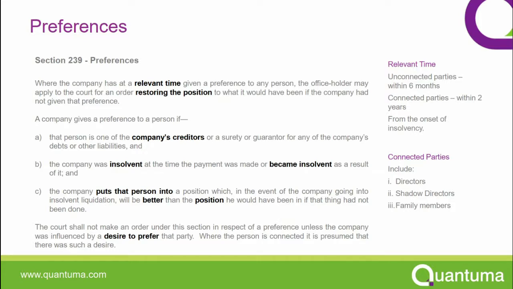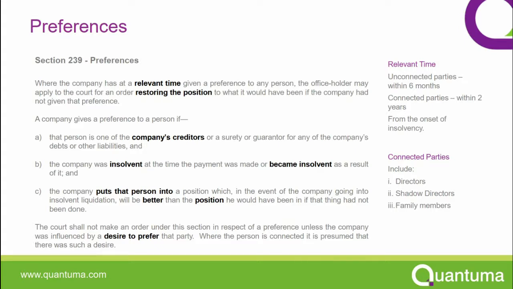Contrast that with a payment of an unsecured loan to a director's friend. It would be much more difficult to establish the basis on which it was in the interest of the general body of creditors for the director to make that payment than paying the company's other creditors.